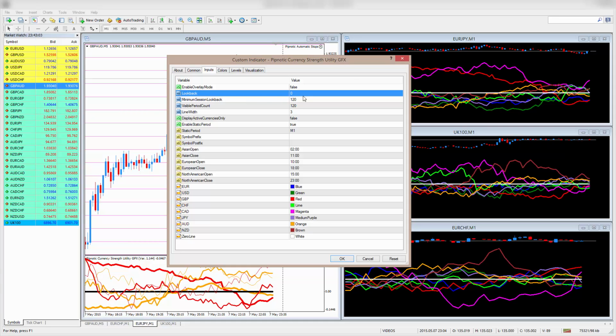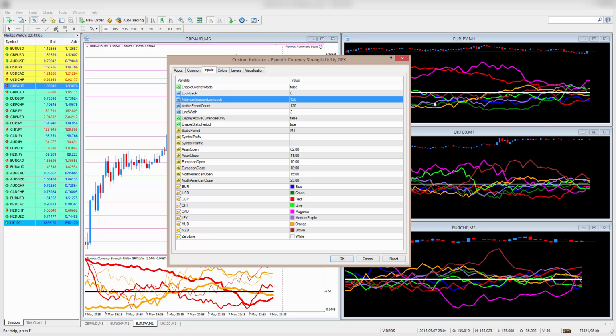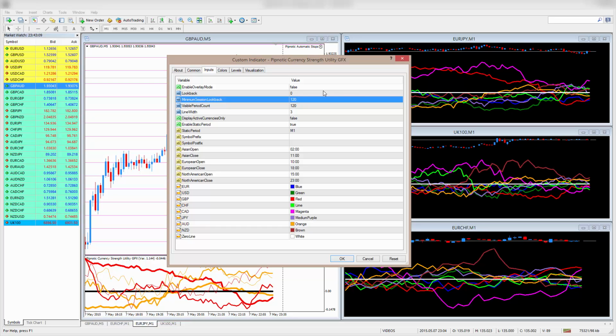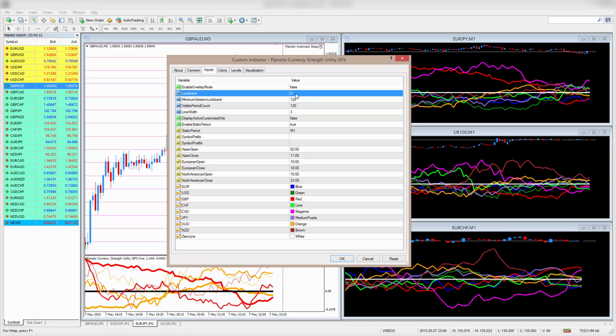Here we have the minimum session look back set to 120, which says that, let's assume the session has only been open for 5 minutes, having a look back of 5 periods doesn't really make a whole lot of sense. So we want to see at least 2 hours of look back or currency strength information. Otherwise, things are going to be a little bit too choppy and we're not going to get enough accurate information or strength readings.